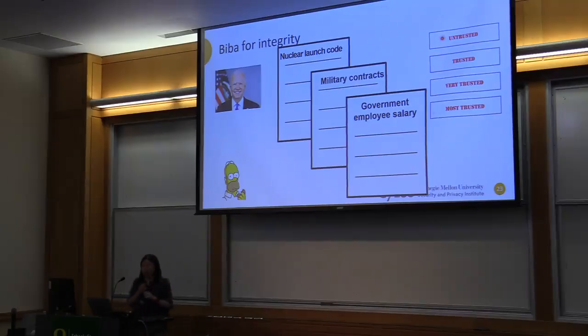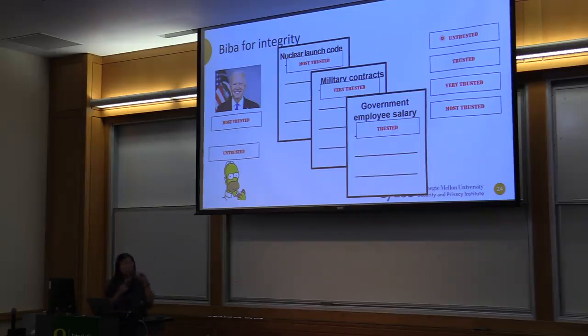All right. So basically here I'm going to label the files with the trust level of the information in each file, that is, who can write to this file essentially. So here I give nuclear launch code most trusted, contract very trusted, and government employee salary trusted. Those are some labels I randomly assigned. So now Biba has a policy that essentially again compares what's high and what's low. I already flipped this. Let's see if it still makes sense after I flip it.